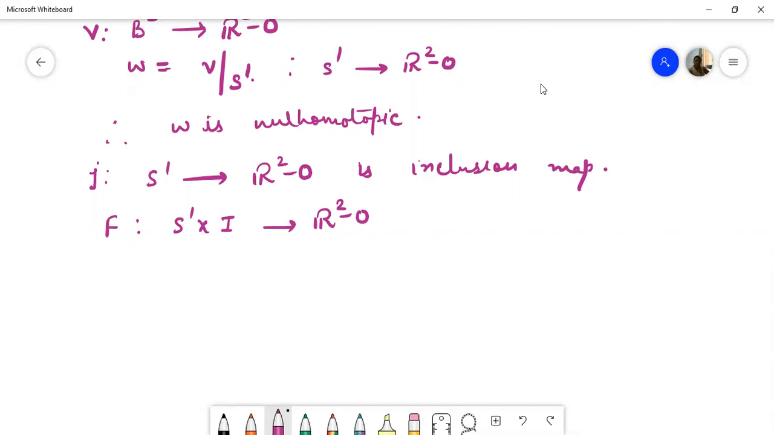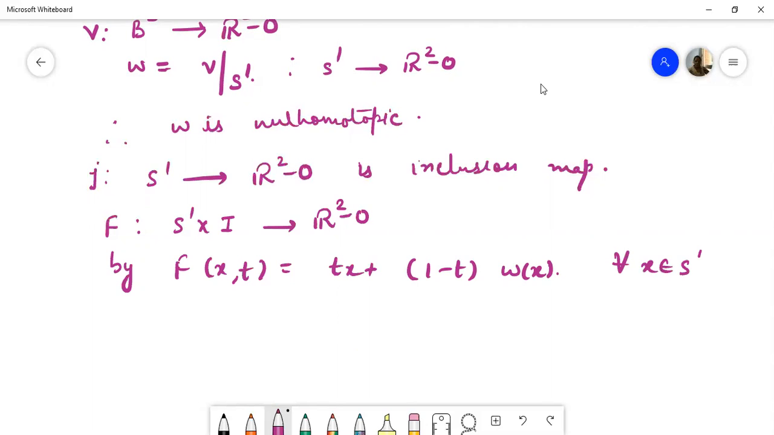We define F by F(x, t) equals tx plus (1 minus t) times Wx, the line homotopy between x and Wx, for all x in S1. Now firstly, this is a well-defined mapping, meaning it maps all the points of S1 cross I to R2 minus 0. It means the image F(x, t) can never be 0.